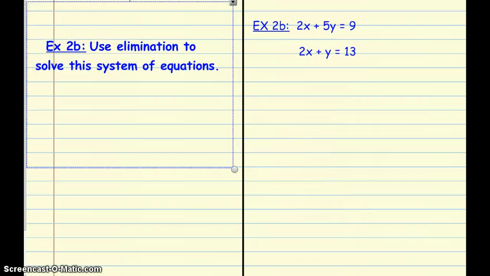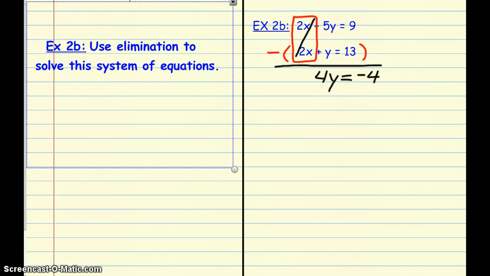So one last example, and then you can get your homework for tonight. We have 2x plus 5y equals 9, and we have 2x plus y equals 13. And again, as we look at it, each equation has a 2x. That's the exact same term. And when we have the same term, we subtract. So 2x minus 2x cancels. 5y minus y is 4y equals 9 minus 13 is negative 4. From here, we're going to divide by 4. So we get y equals negative 1.